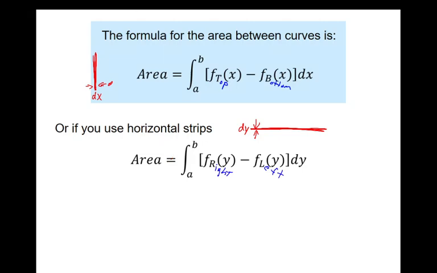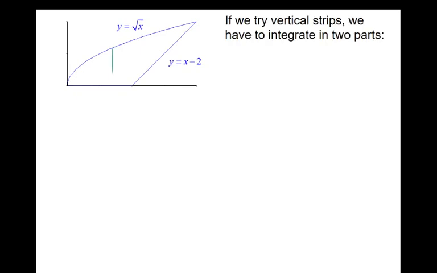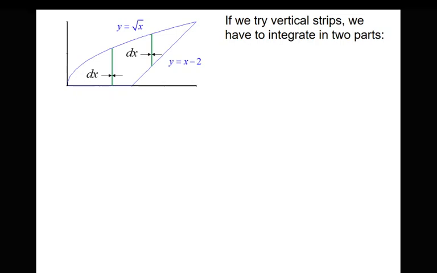Okay? So for instance, this problem here. Again, I want to find this enclosed area. But if I try vertical strips, we're going to have to split this up into more than one part. Because at the first part, from here to here, this is my top and this is my bottom. But then when I get to here, it switches functions, so I'd have to set up two different integrals to do this. And that's just too much work, when I can just use one integral to set it up.